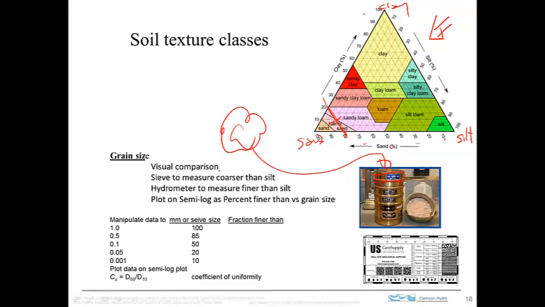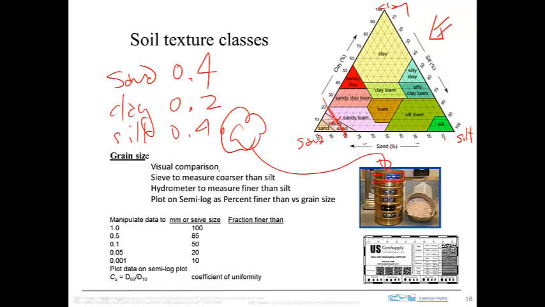Let's try another one. Let's say we have sand is 0.4 and clay is 0.2, and silt would be 0.4. So the clay fraction, let's see, let's do sand first. Okay, so we go up from here to get the sand fraction, so sand would be along there. Clay is going to be up along this axis, and we have 0.2 or 20% clay, so it's going to be along this line right here.